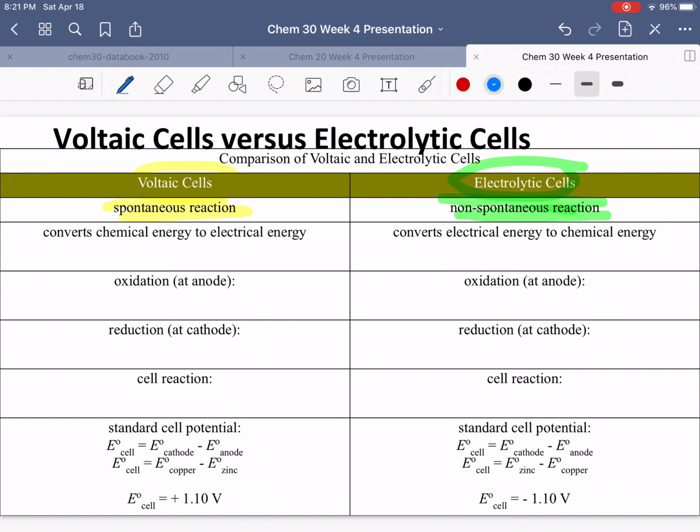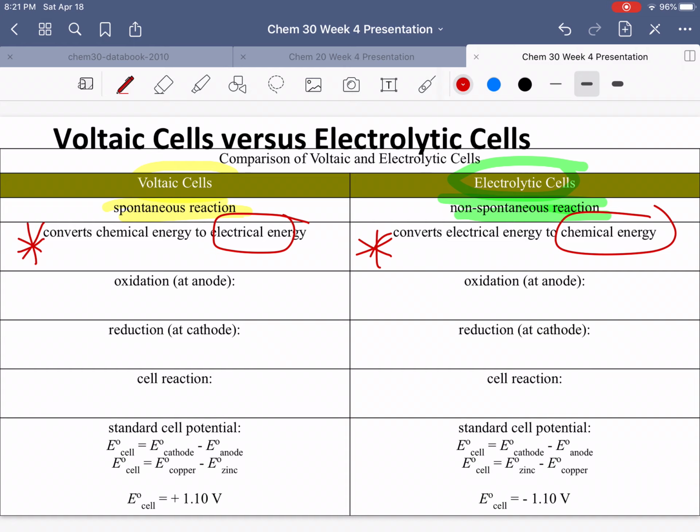Notice too, we have opposites occurring here in terms of the transfer of energy. Now, in voltaic, the chemical energy, right, from the redox reaction, the spontaneous reaction, is changing into electrical energy. Vice versa, with an electrolytic cell, we start with the power supply, the battery, and it's converting that electrical energy into the chemical energy. Again, these really are in so many ways opposites of each other.